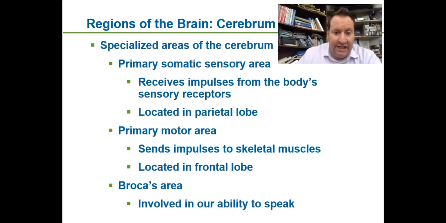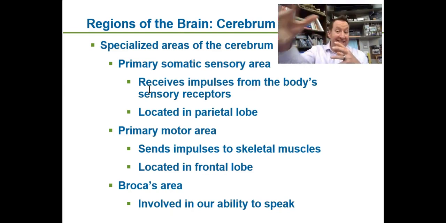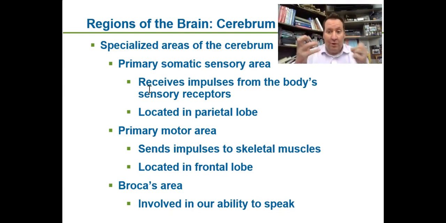So again, just to reiterate, your sensory cortex is going to receive these impulses from the body's sensory receptors. And like I said, your head region tends to have a lot of receptors associated with it, which is why there's more area on that sensory cortex dedicated to it. And then the motor area is going to be the area that's going to send these impulses out to your skeletal muscles, to these motor neurons, where it's going to cause that muscle to contract. And your face, again, has a lot of skeletal muscle associated with it, so you have a lot of different movements that you can do.